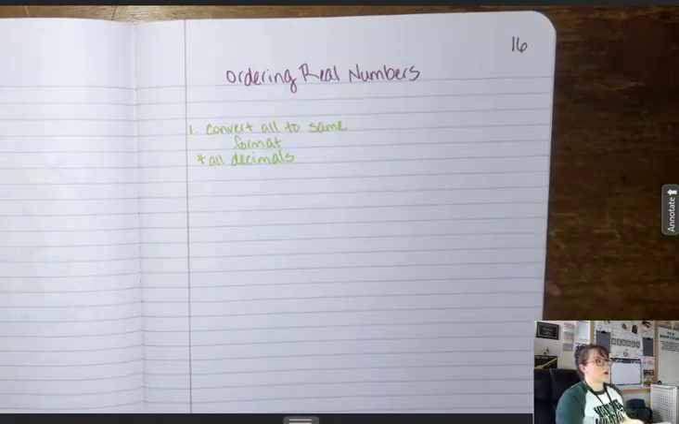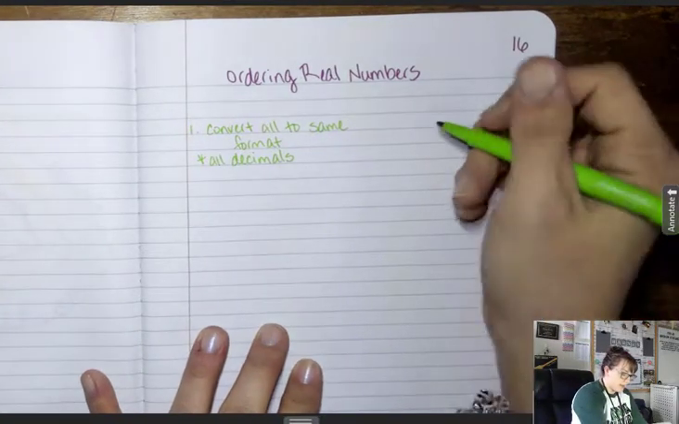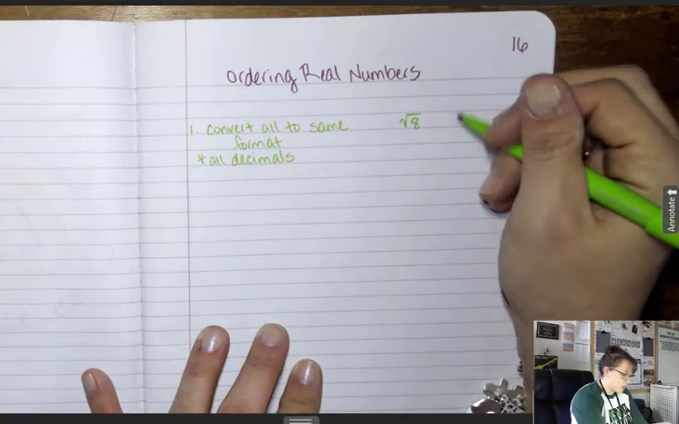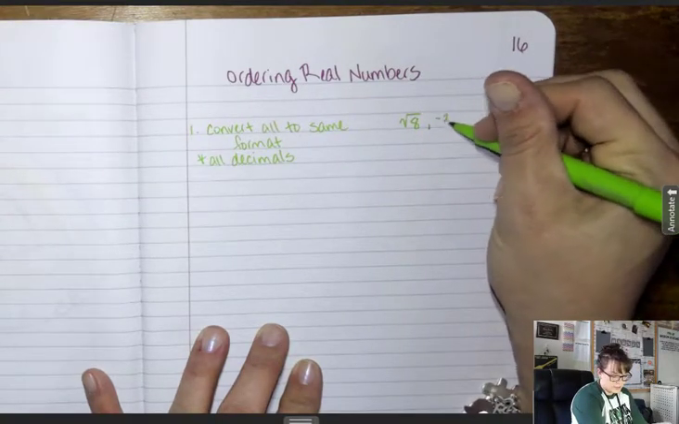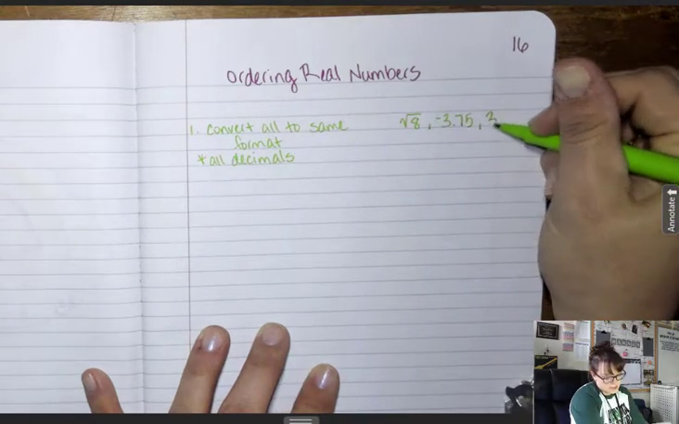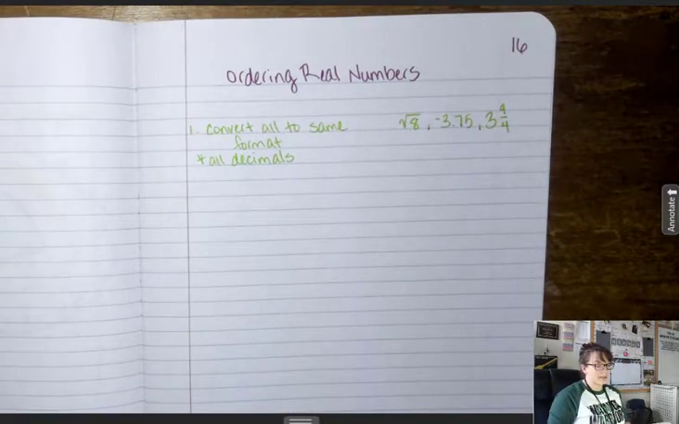Now, obviously, if they're all in fraction form, it might be easier, but most of these you're going to convert into decimals. For example, if you have the square root of 8, you have negative 3.75, and you have 3 and 9/4. And I need to put these in order from littlest to biggest.